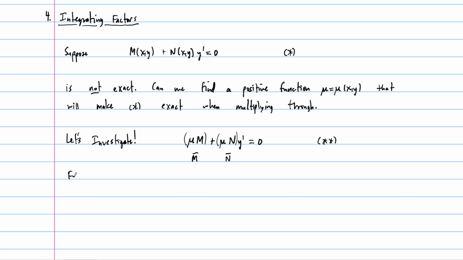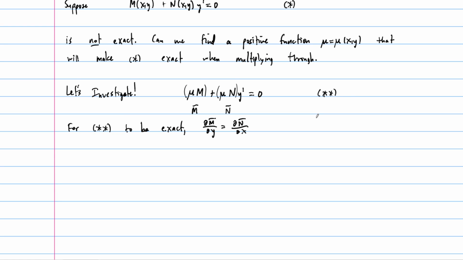So for equation 2 star to be exact, which is our goal, we want dM bar/dy to be equal to dN bar/dx. Same deal, right? But remember, mu is a function of both x and y. So let's work this out and see what kind of equations we get.